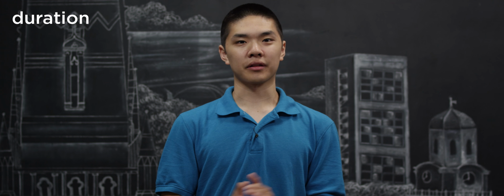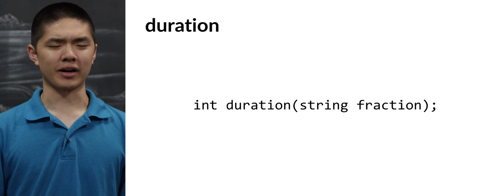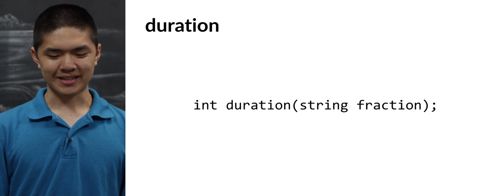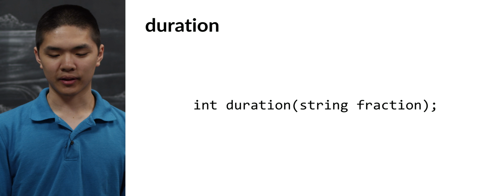The next function that we're asking you to implement is duration. Let's take a look at what you're going to need to do for that now. Let's first take a look at the signature for duration. Duration is a function that takes a fraction that's represented as a string as its input and outputs an int.